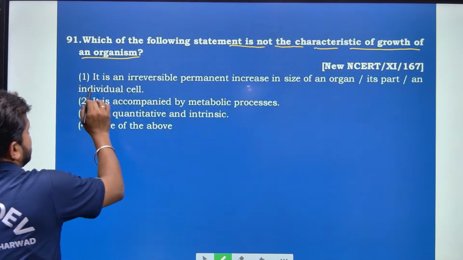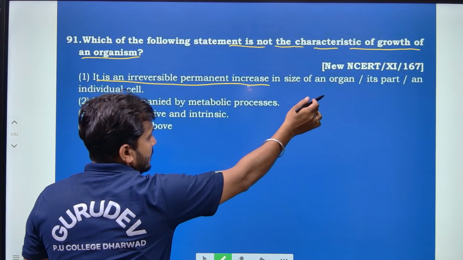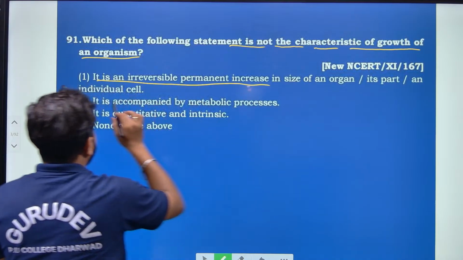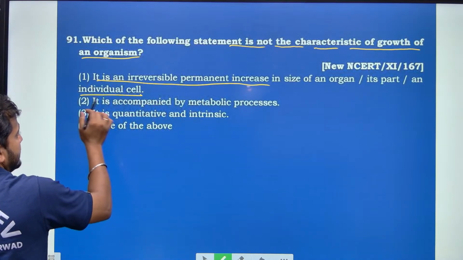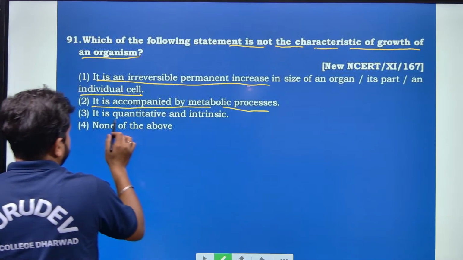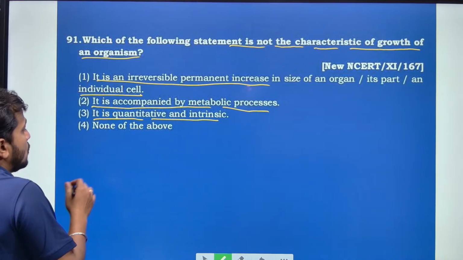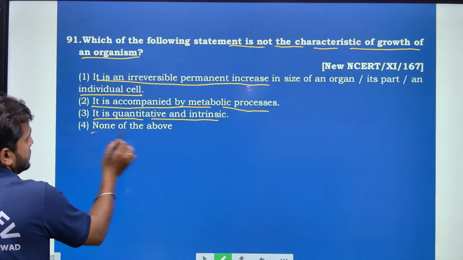Here, the first option is: it is an irreversible permanent increase in size of an organ or its part or an individual cell. The second option is: it is accompanied by metabolic process, and it is quantitative and intrinsic, right? According to that, the fourth option is none of the above.